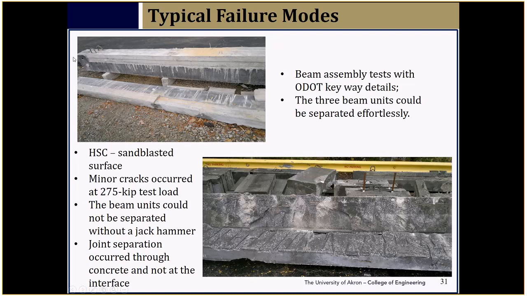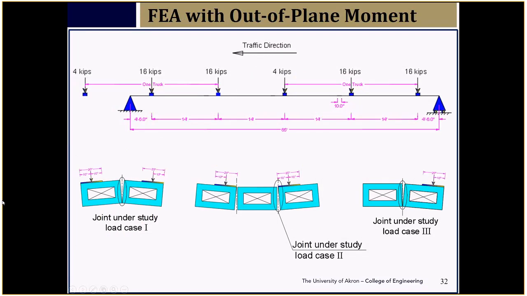My students actually detached these using jackhammers. A lot of effort went into this, and the actual failure occurred at the location of the stirrups. You can see the stirrup indents. So it did not fail at the joint, but it failed in the main precast concrete unit where the stirrups were located. So that's a very good performance.